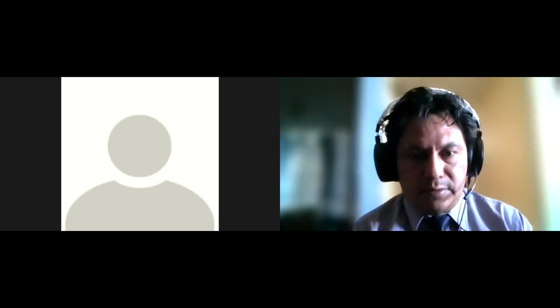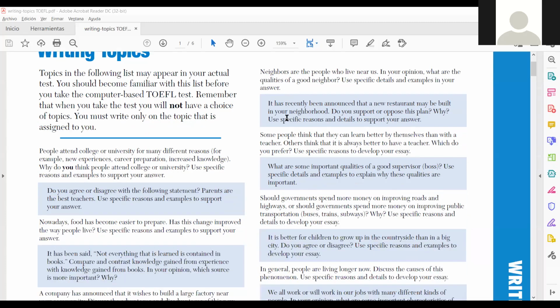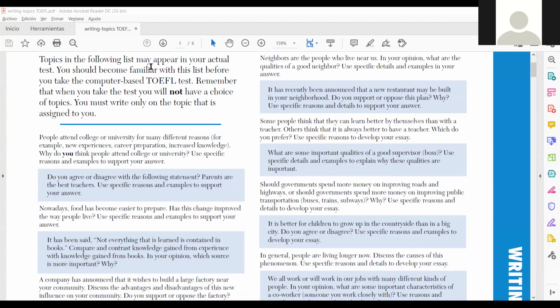What is this one? Okay, Luis, please, you are familiar with these topics. Pick a topic in which you are given options and you have to choose one.